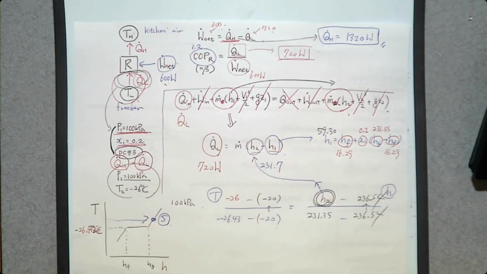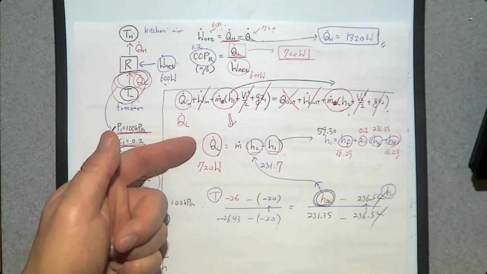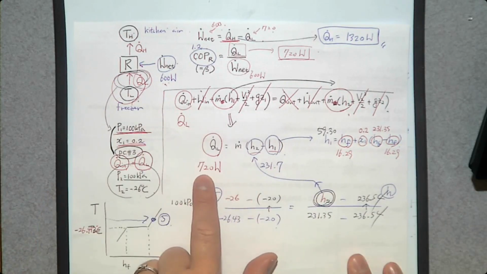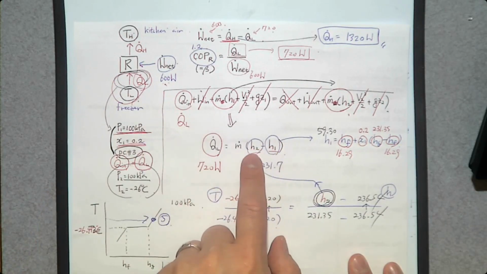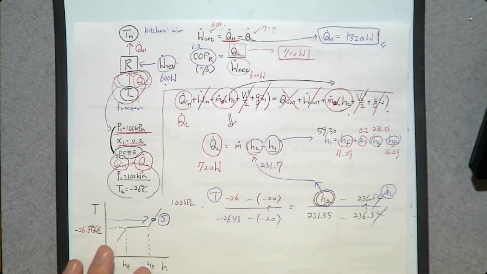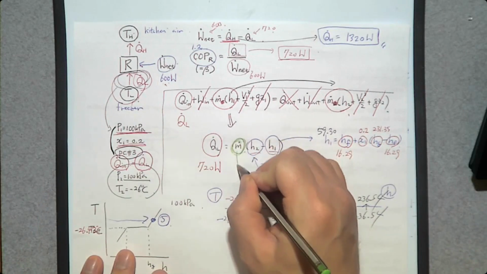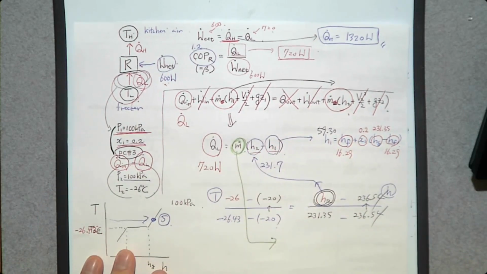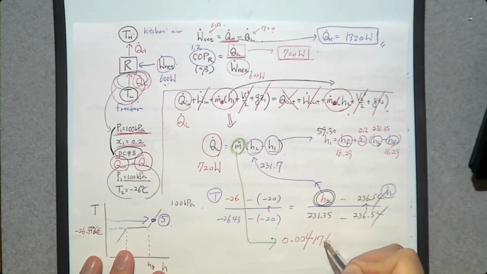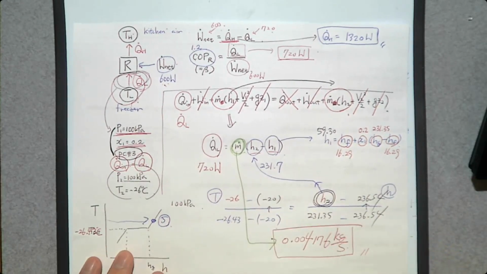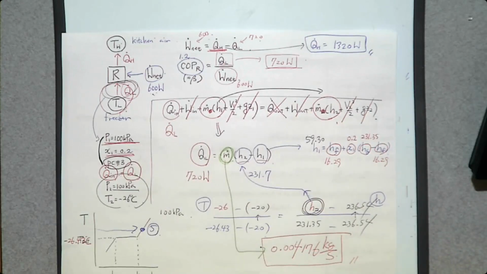That goes to H2. So in this energy balance equation, now we know everything on the left-hand side, 720, and we know H1 and H2. Can you determine M dot? Now, yes, you can determine M dot. So if you do the calculation, M dot is 0.004176 kilogram per second. That's how you determine the mass flow rate of the refrigerant.